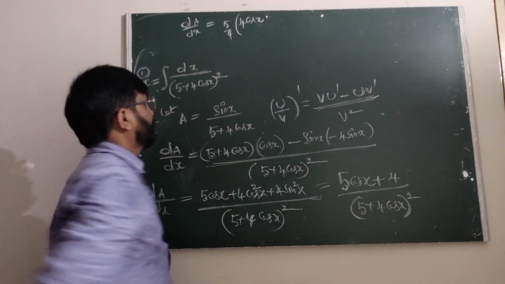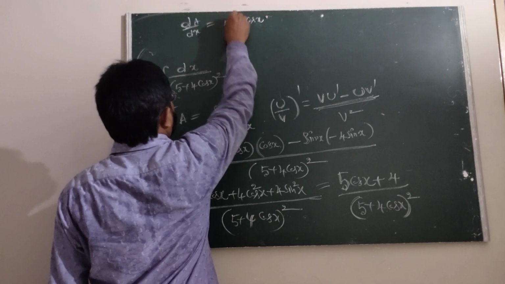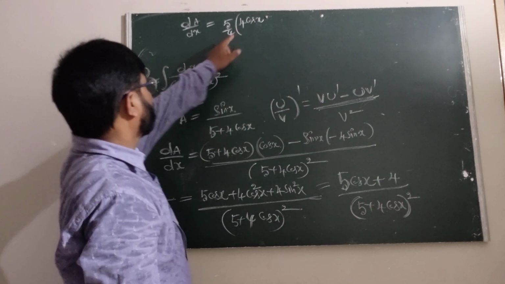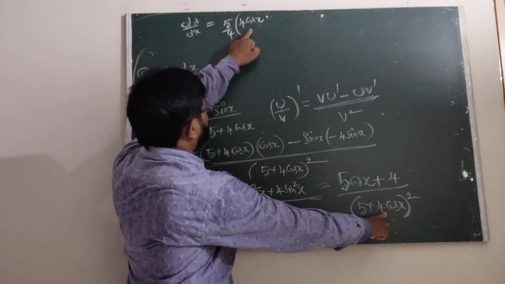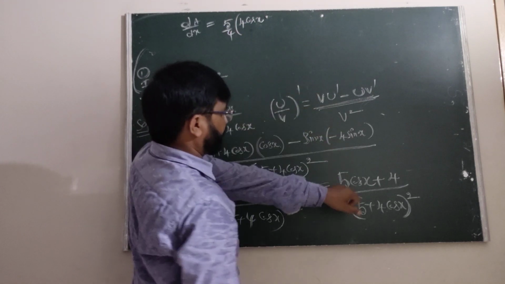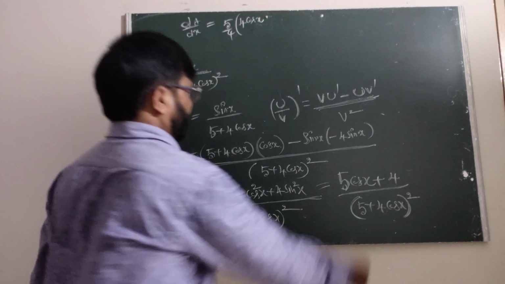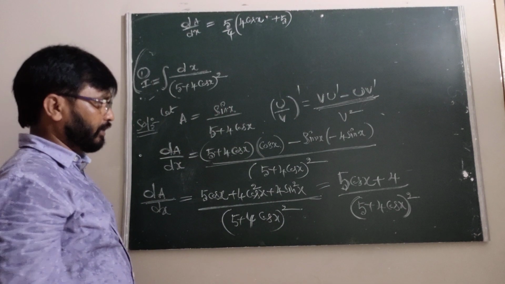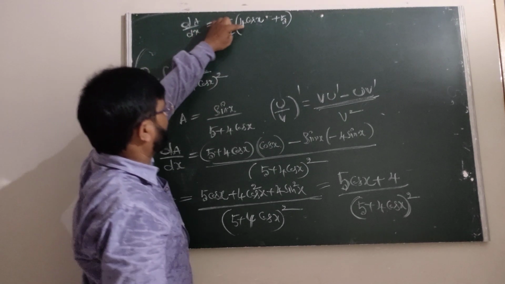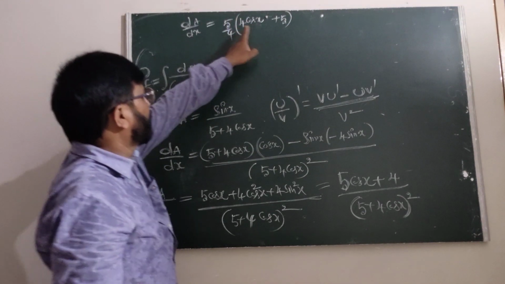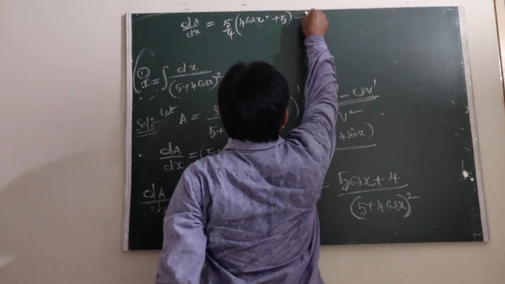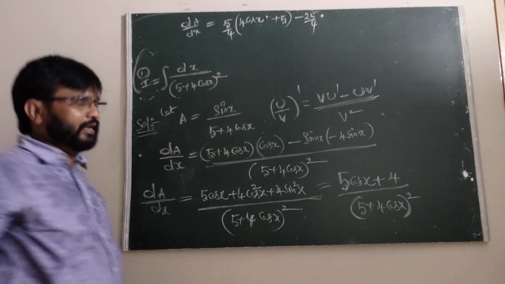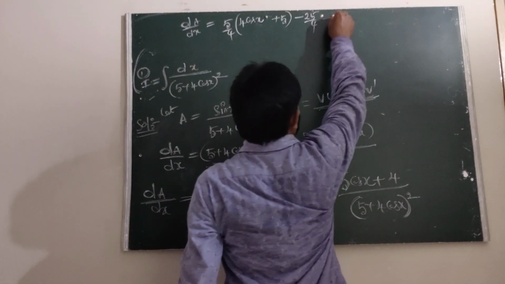Is it clear? Here we are taking 5 by 4 into 4 by 4, this is the 4 cos x. Then the 4 and 4 cancel, and we are getting 5 cos x. Then we write plus 5, so first multiply, the 4 cancels, 5 cos x. After that we write minus 25 by 4, and we are getting here the plus 4.